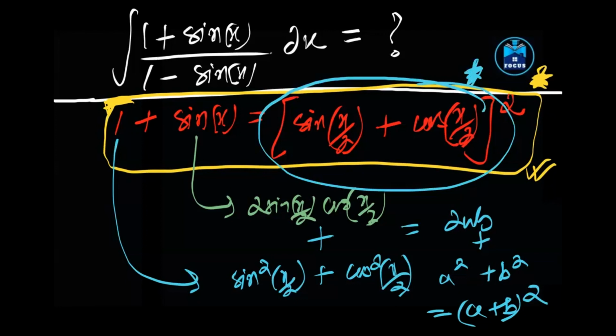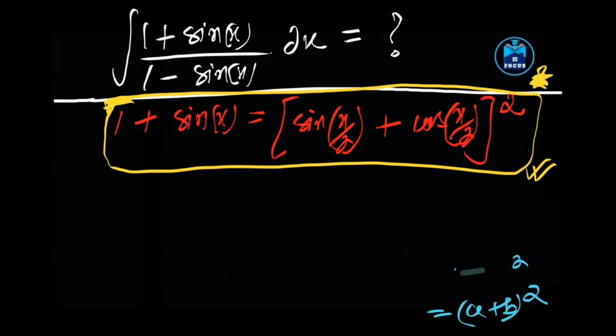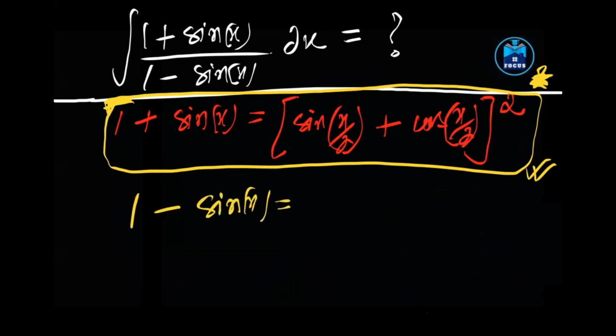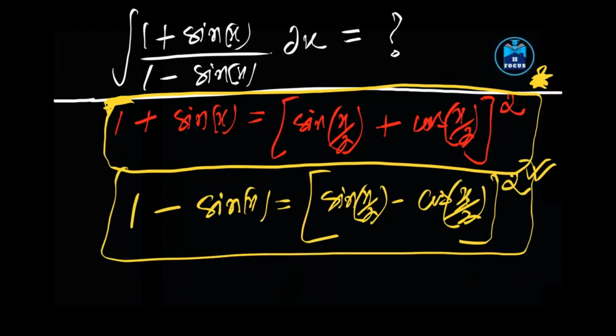Very good then. Okay. If you are already clear with this, then I'm going to write down for 1 minus sine x. And 1 minus sine x looks like sine x by 2 minus cos x by 2 whole square. Right? So this is for 1 minus sine x.